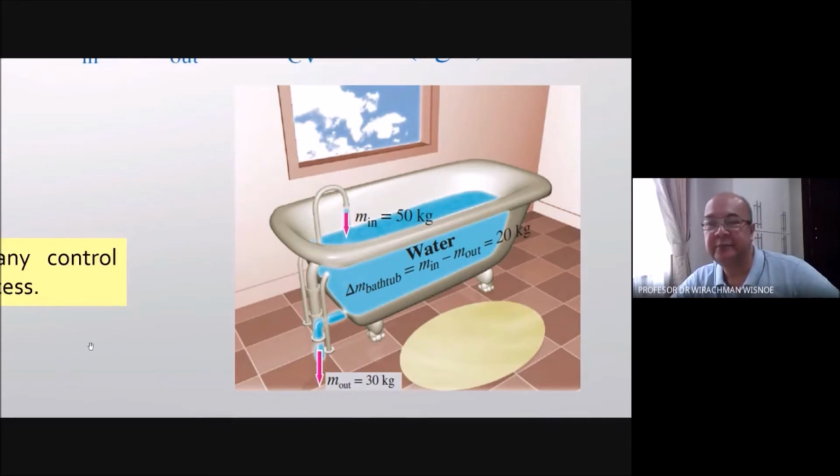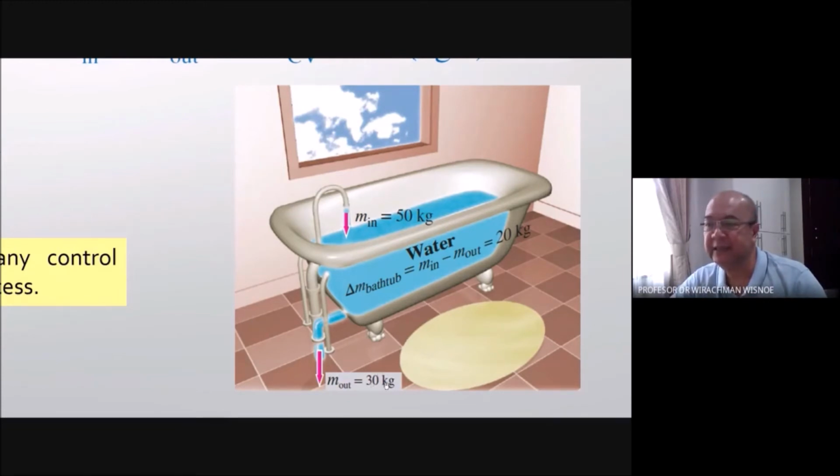Another example, suppose that we have a classroom. The classroom has two doors. One is in front, one is behind. If 10 students come in from the front and then 3 students go out from behind, we can say that the increase of students in the class will be 10 minus 3, 7. We have the conservation in this case.